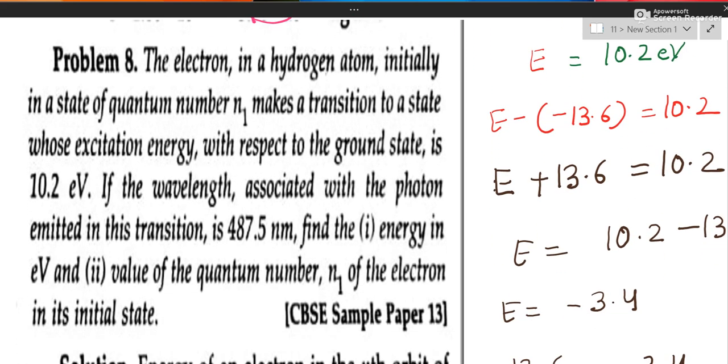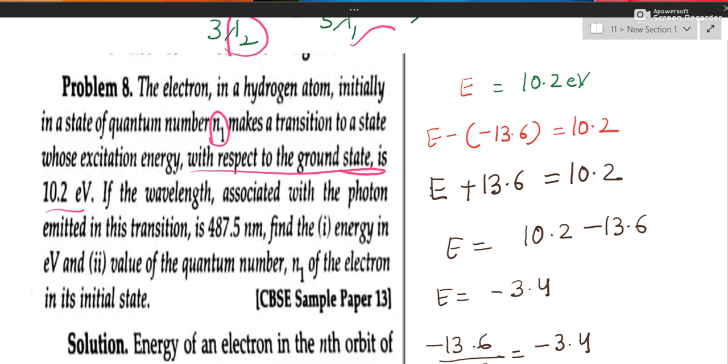Question number next. The electron in a hydrogen atom is initially in the state N1. It makes a transition to a state whose excitation energy with respect to the ground state is given. So we'll have to read it very carefully. In the beginning it is in N1. Now it comes to this energy, but this is not the energy of that state. It is the energy with respect to the ground state.